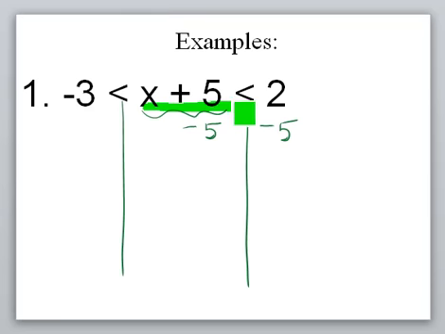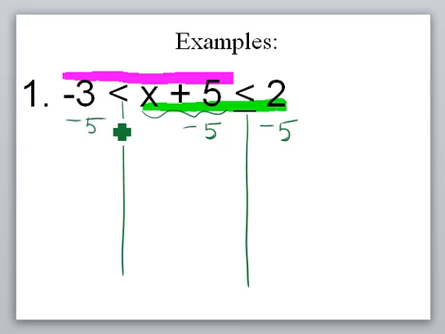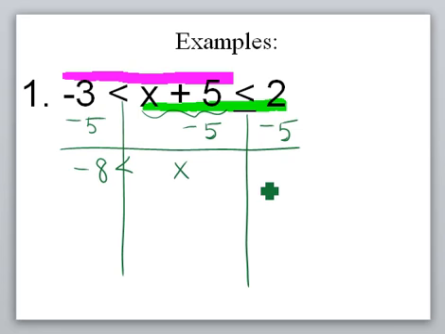One of them says x plus 5 is less than 2. And another one says negative 3 is less than x plus 5. So I actually have two problems here. So I'm going to just solve them all at the same time by subtracting 5 on all three parts. So we end up getting negative 8. Keep my sign. I didn't divide or multiply by a negative on both sides. Is less than x. Keep my sign. Less than or equal to negative 3.